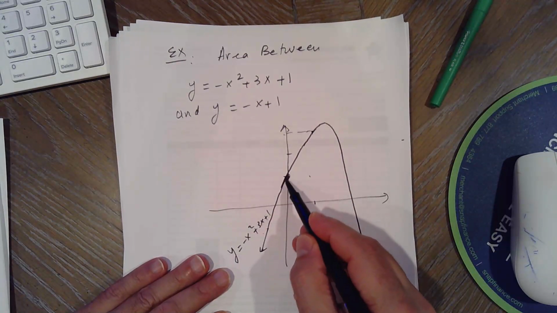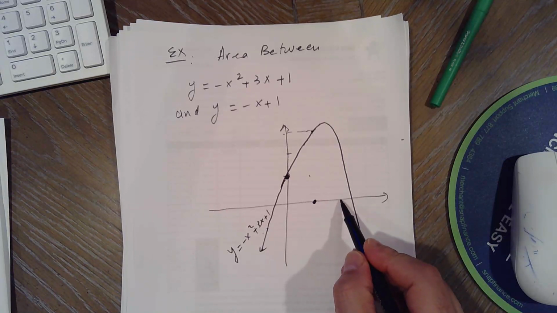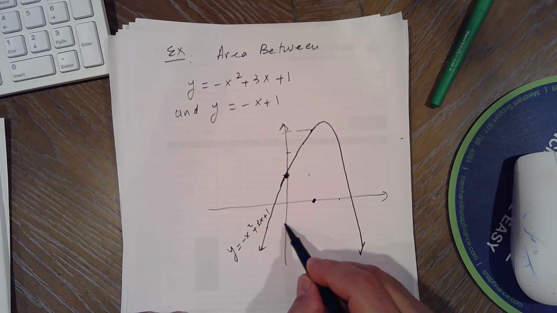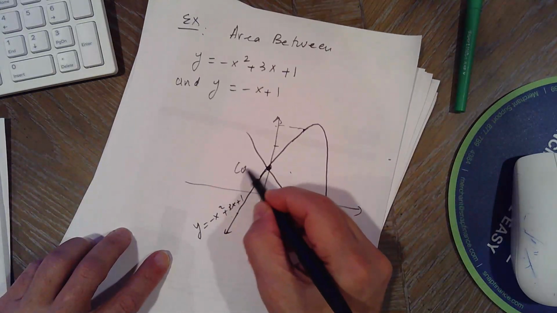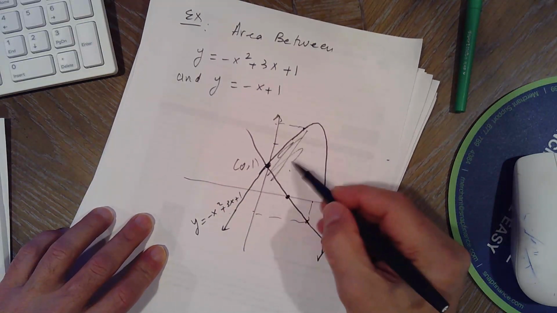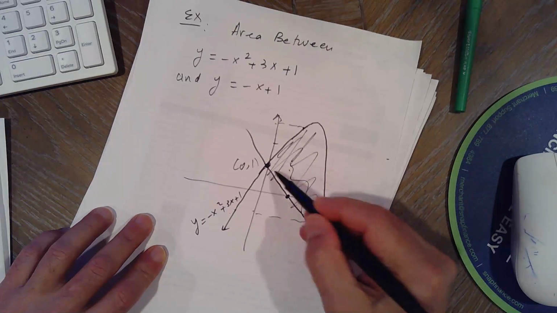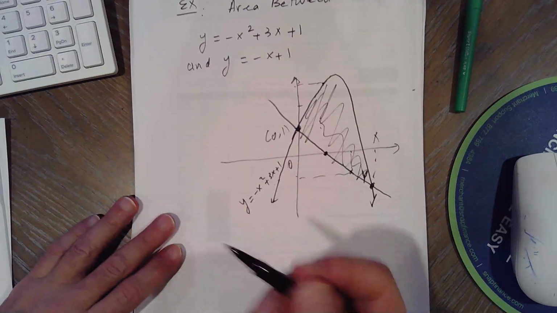At 0 it's 1, at 1 it's 0, at 2 it's negative 1. So they will cross at x equals 0 and at another x, because we want to know the area in between, so we want to know the points of intersection from 0 to this point. So let's find where they intersect.